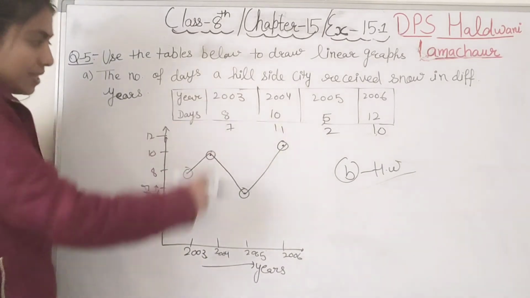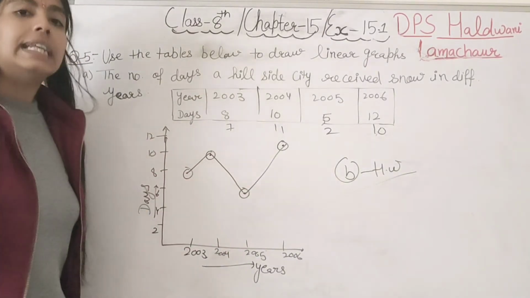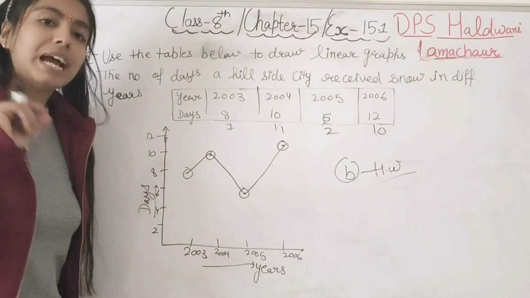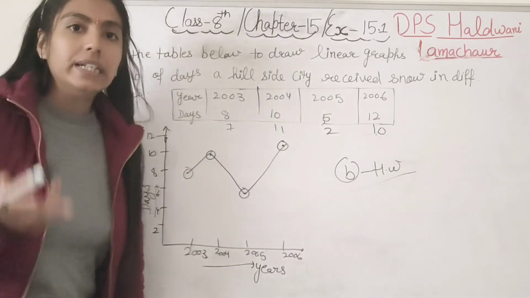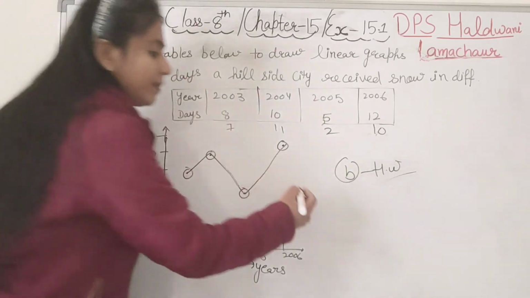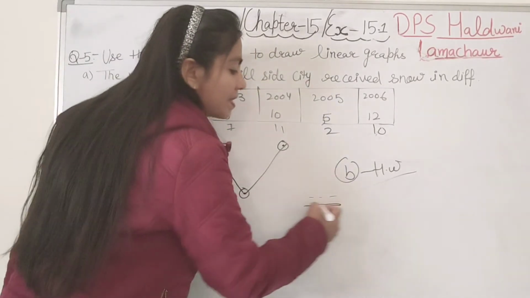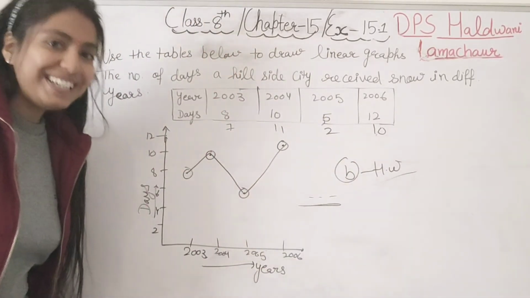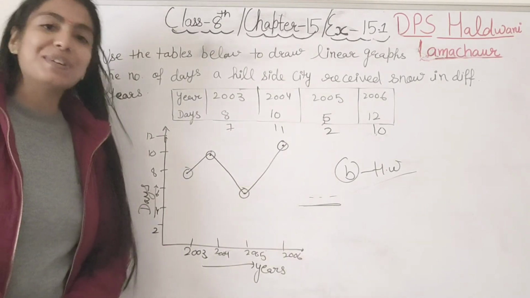Right student, in 2003 it is 7, in 2004 it is 11, but the snowfall of that area you will show with the help of a dotted line. That's it student, right? If you make the linear graph, one you can make with a dotted line and one with a solid line. Right student? Very simple, no? So that's it for this question. Now to our next question.